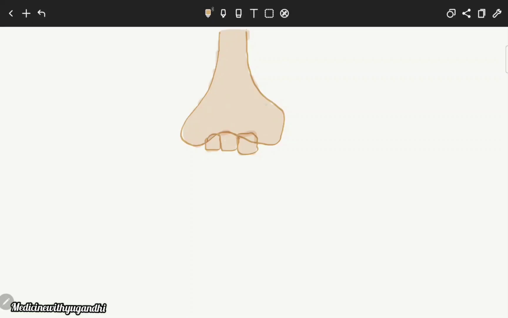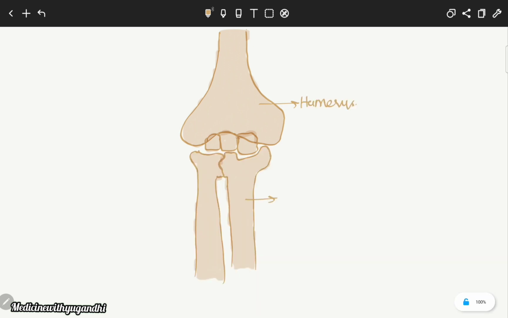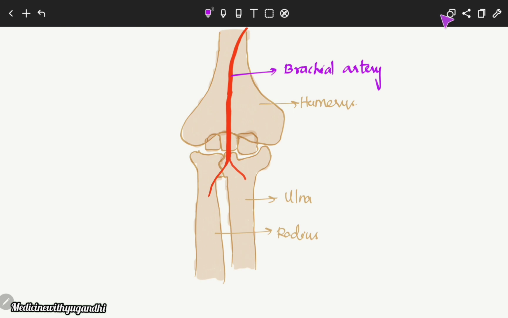See what I have drawn here, this is the humerus. And this is the ulna. And this is radius. See, this is the brachial artery. At the cubital fossa, this brachial artery terminates by dividing into two terminal branches. One is the ulnar artery on the medial side, and the other one is the radial artery on the lateral side. First, let us take a look at the important branches of these arteries.